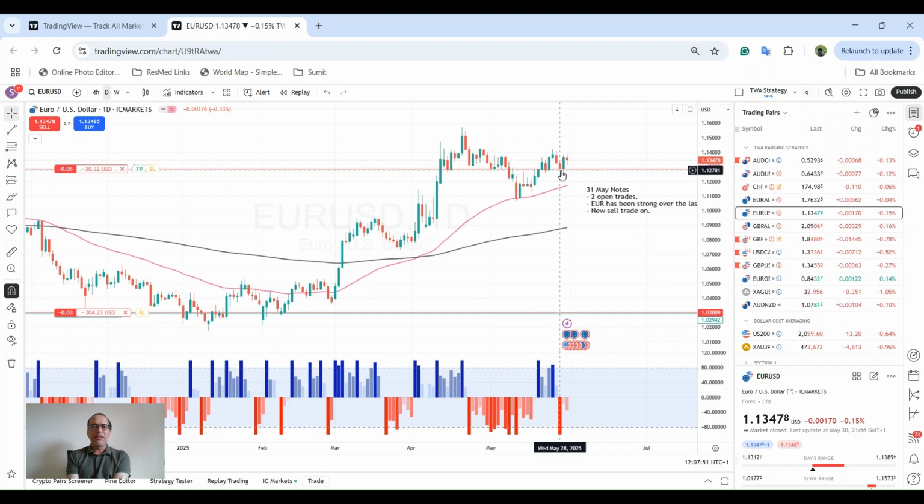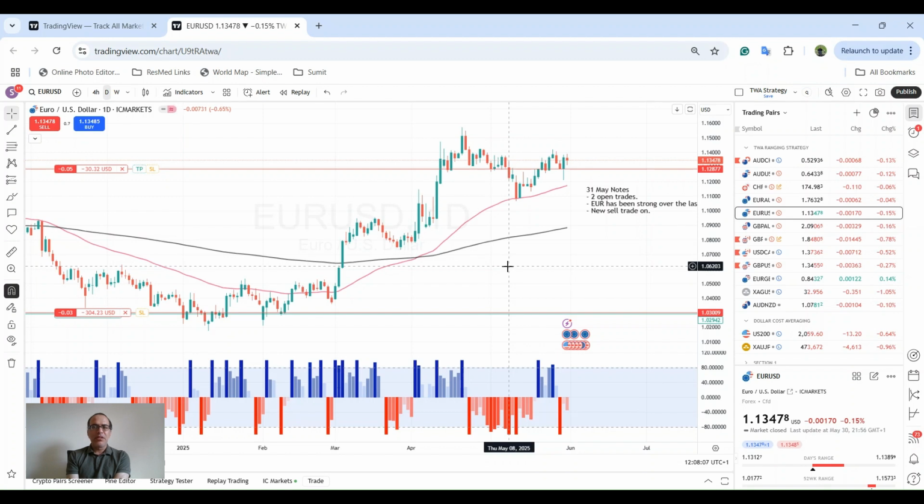But again, Euro USD does work in a range, though it's a wide range, and we would be looking at making profits in either direction.